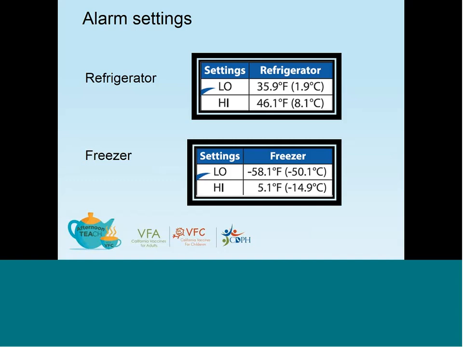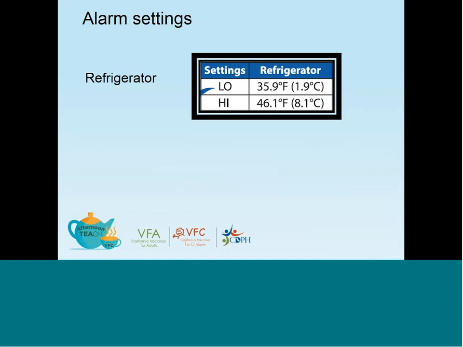For the freezer, set the low alarm at or below minus 58.1 Fahrenheit or minus 50.1 Celsius, and at or above 5.1 Fahrenheit or 14.9 degrees Celsius.